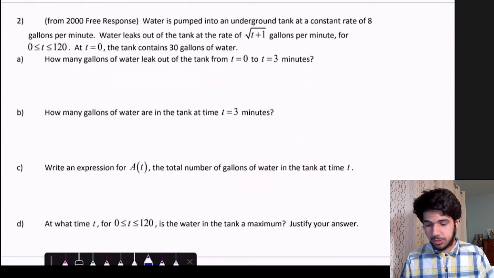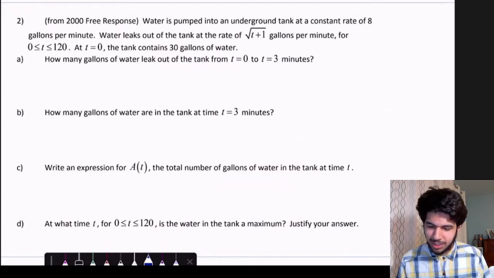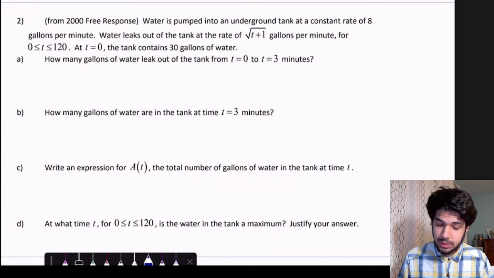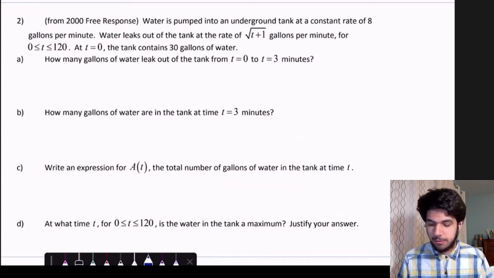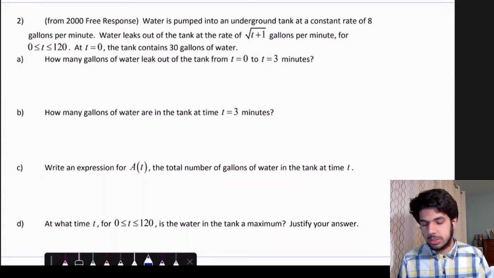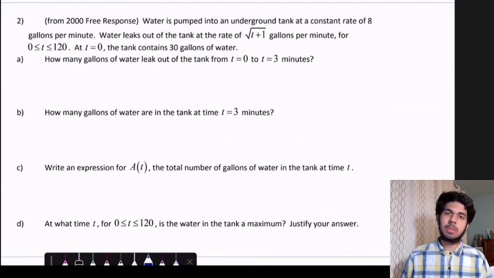So this comes from a past AP exam from the year 2000. And it's a similar context to the previous question, but let's read through it. Water is pumped into an underground tank at a constant rate of 8 gallons per minute. Water leaks out of the tank at a rate of square root t plus 1 gallons per minute for 0 less than or equal to t less than or equal to 120. At t equals 0, the tank contains 30 gallons of water, and then we have a bunch of questions.